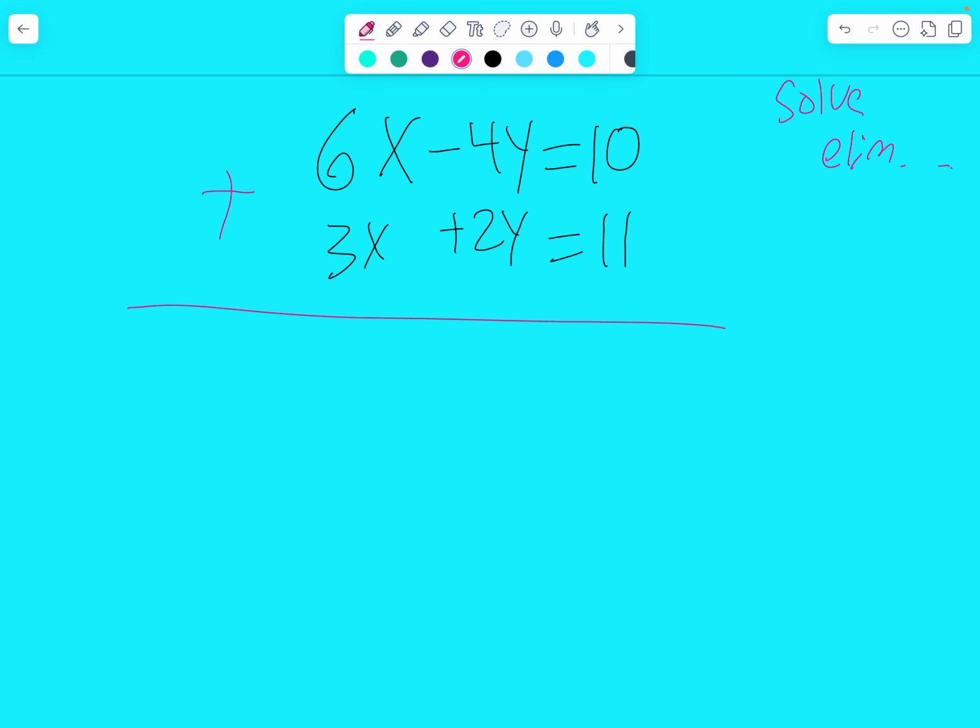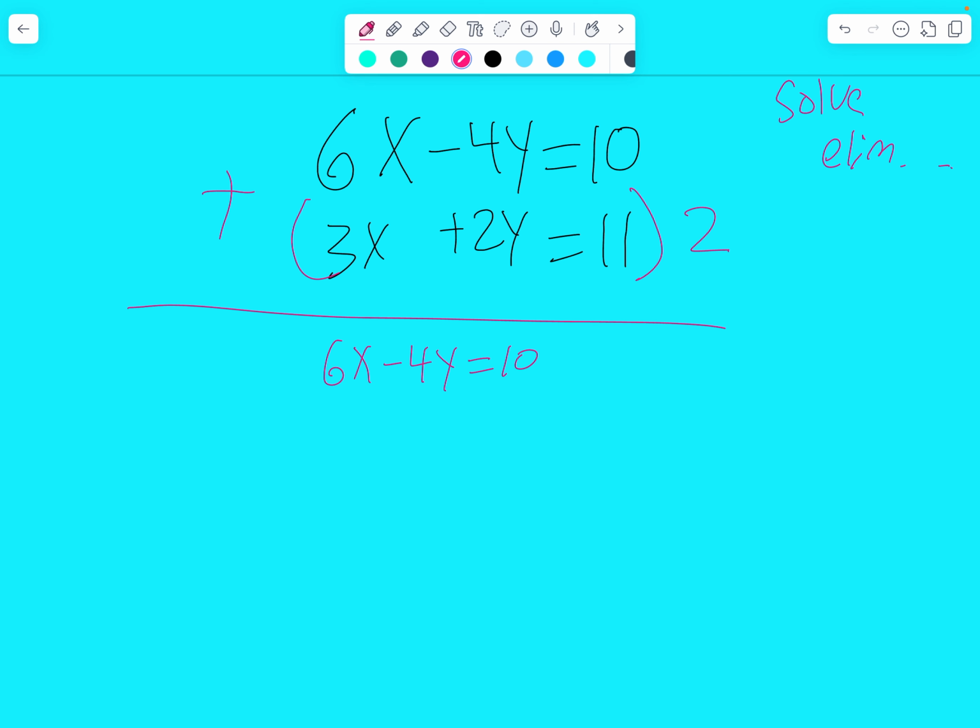I need the y's to cancel out or the x's. I do not care which one you choose to do. I'm going to do this. I'm going to multiply the second equation by 2. The whole thing, because what I do on one side of the equal sign, I got to do to the other. You guys know that. I need to multiply this whole thing by 2 because I need to get rid of that y. It's got to go. So I'm going to rewrite the first equation first.